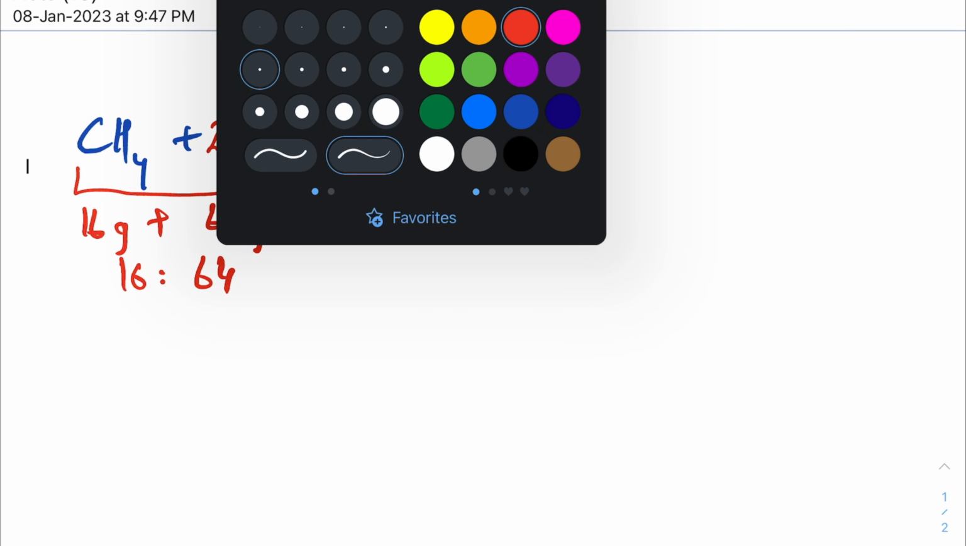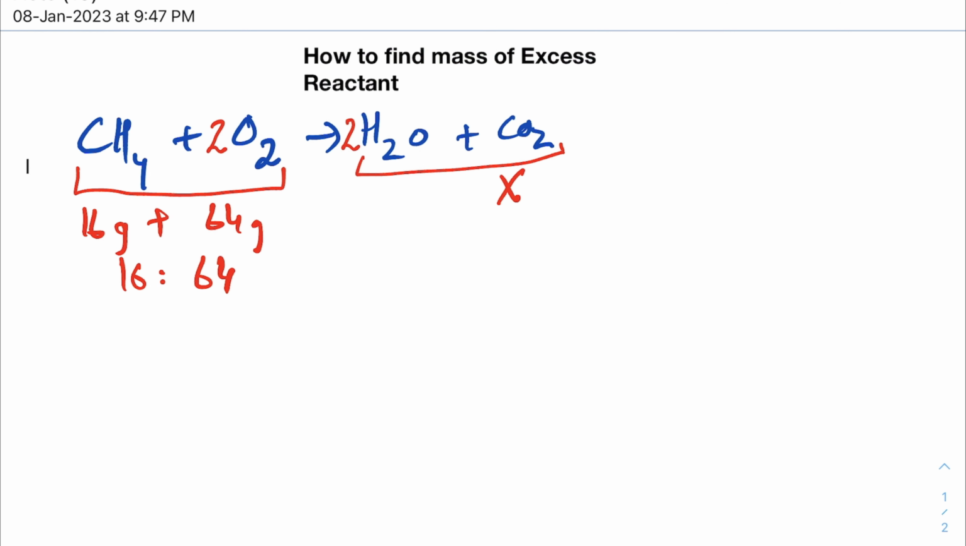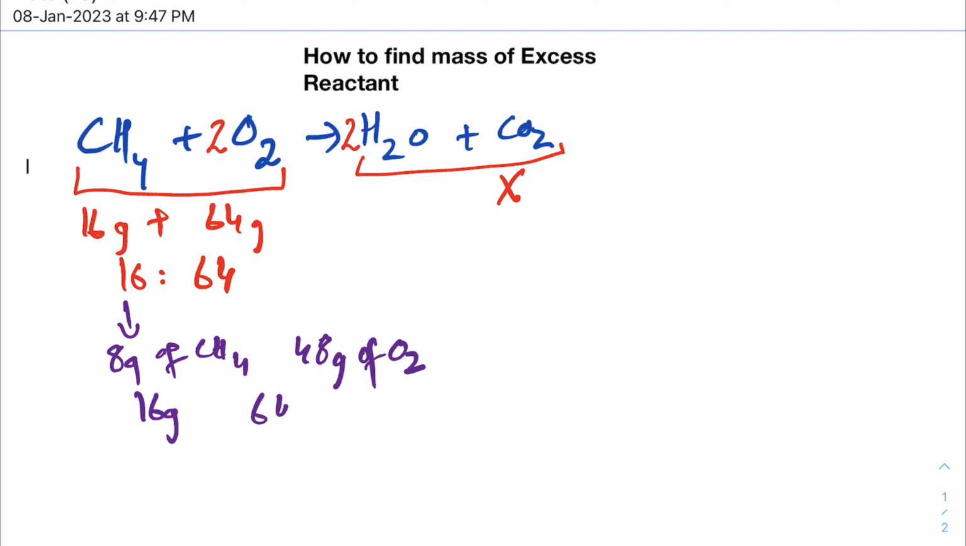So what happens if we have a different question in which we know that we have 8 gram of CH4 and 48 gram of oxygen? How would the reaction take place, and what is the excess reagent in this case? Usually we say that for 16 gram of methane we require 64 gram of oxygen. So for the case of 8 gram, how much oxygen will we need? Let this be x.